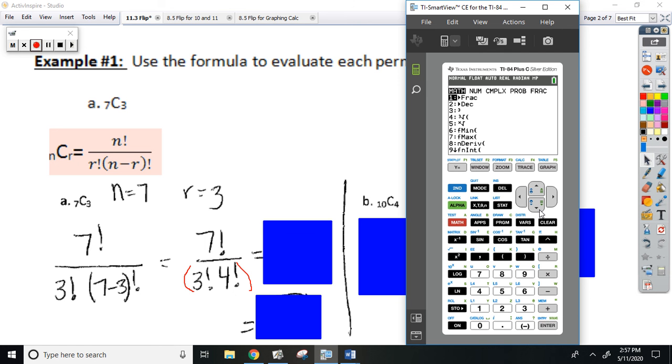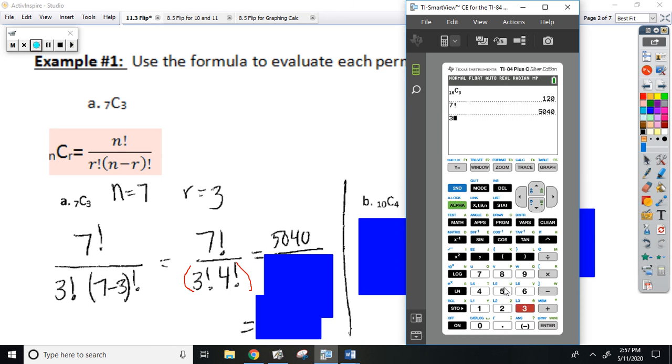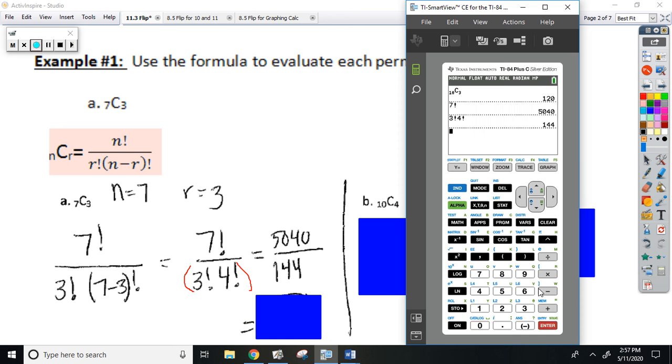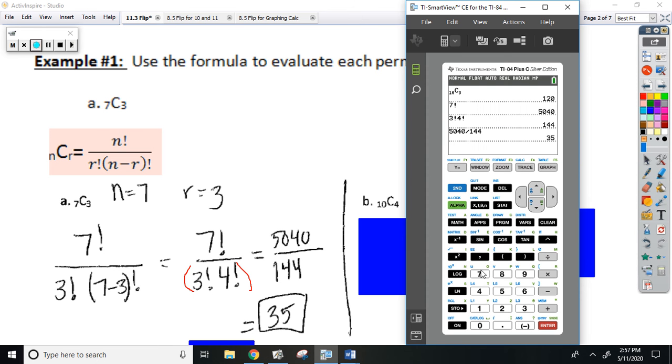So 7, math over to probability, and choose option 4. 7 factorial is 5,040. Then we'll do 3 factorial times 4 factorial, which gets us 144. Lastly, we will divide those, and we should get 35. Now let's check that with our calculator using the combination button. Press 7 first, press math over to probability, option 3, and 7C3 is 35.